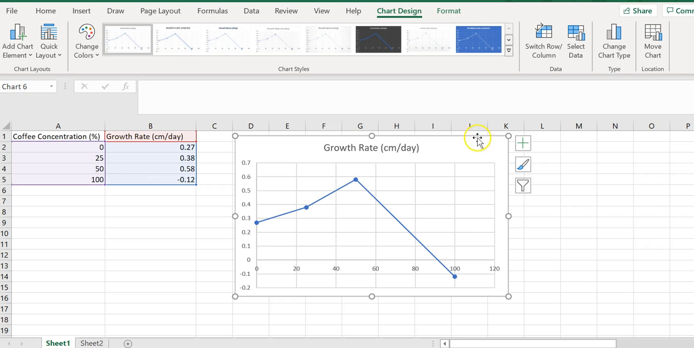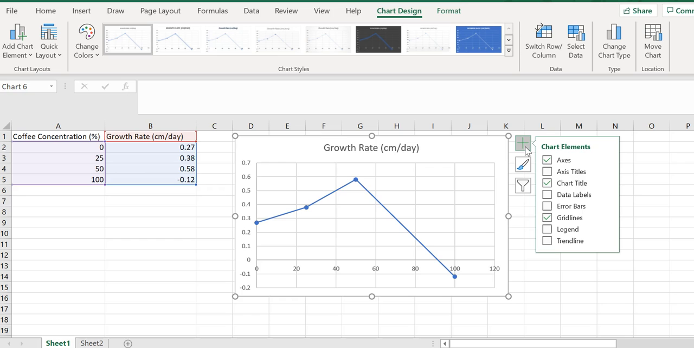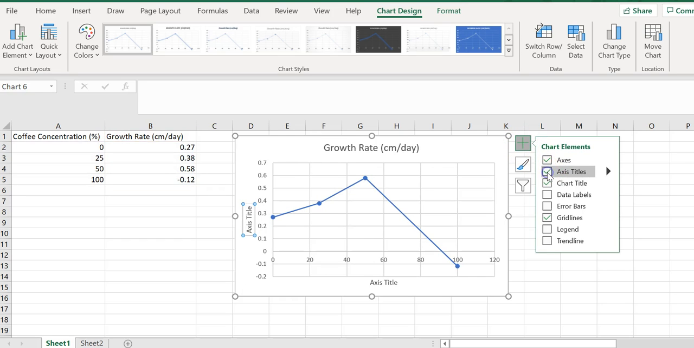One thing that I know every graph should have are axes titles. So I'm going to click on Chart Elements and make sure that I have axes titles chosen. The other thing is I'm going to get rid of the chart title because I know college level writing says that figures should not have titles, instead they should have descriptive captions.